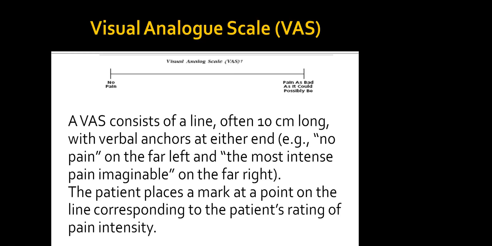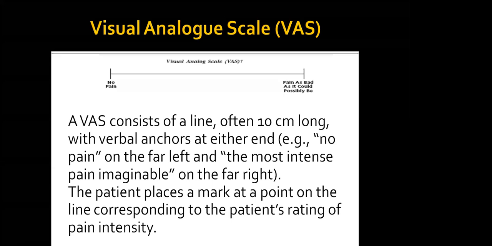So we ask the patient to place a mark at a point on the line corresponding to the patient's rating of pain intensity on the first visit. Whenever the patient comes for follow-ups, on each subsequent visit, we show the patient his previous VAS score and again ask him to mark a point on the line corresponding to the intensity on that day. The VAS has often been recommended as a measure of choice for assessment of pain intensity, and also in other disease conditions. So we can use a visual analog scale in our practice.